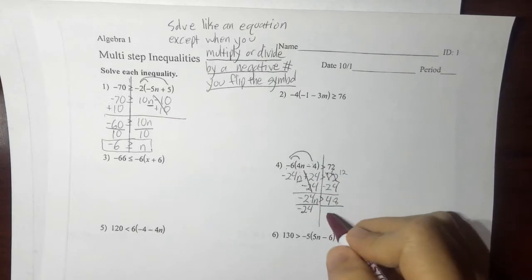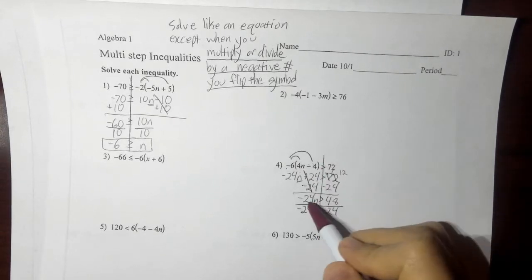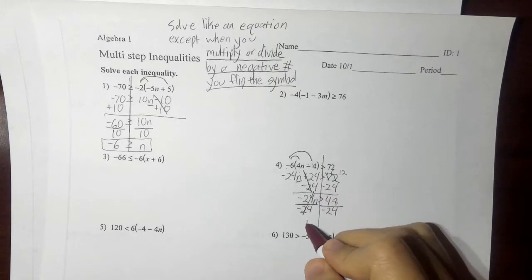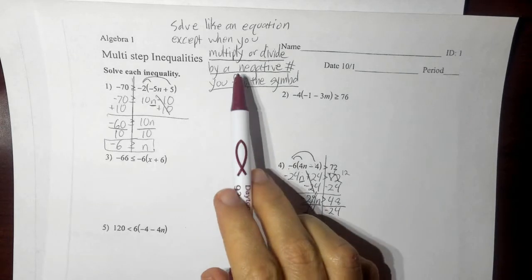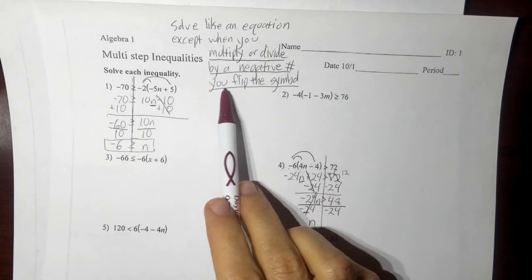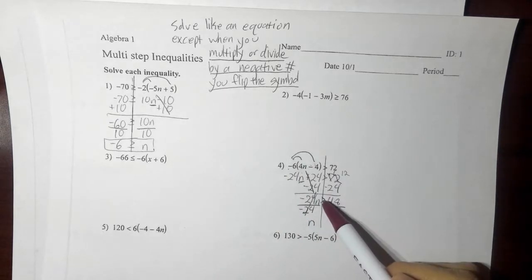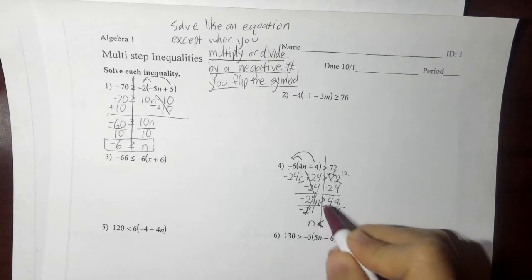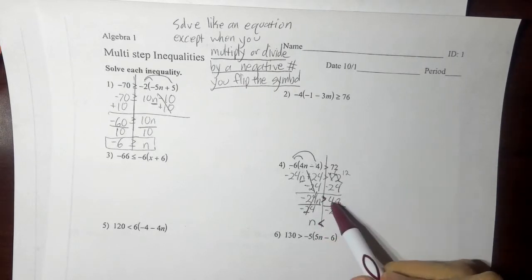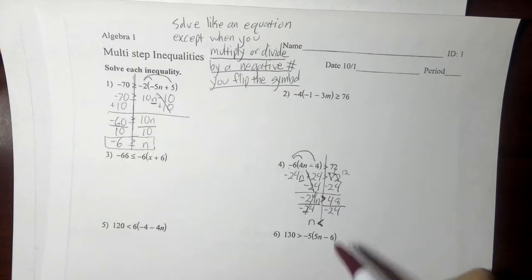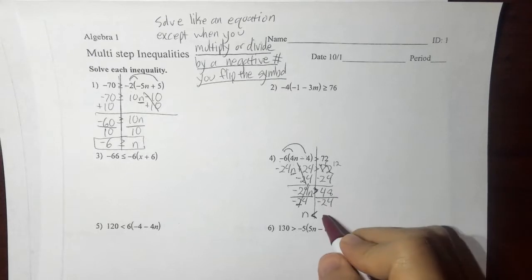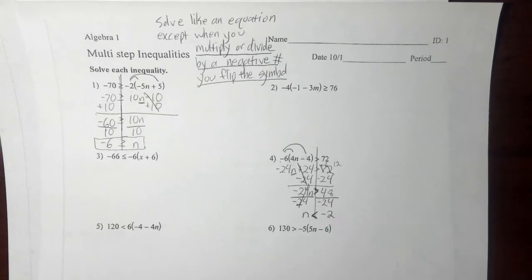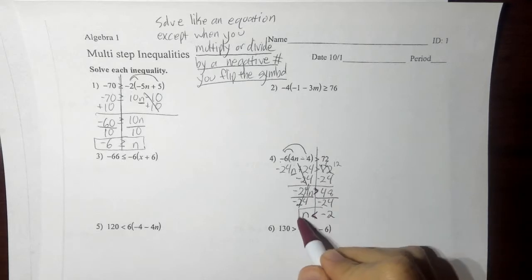So we're going to divide by negative 24. This will be 1, and I'm going to rewrite this, but notice we did divide by a negative number, so that means when you multiply or divide by a negative number, you flip the symbol. Instead of being greater than here, it's going to be less than. I flipped the symbol. So 48 divided by 24, I can reduce this. That would just be negative 2. So n is less than or equal to negative 2.